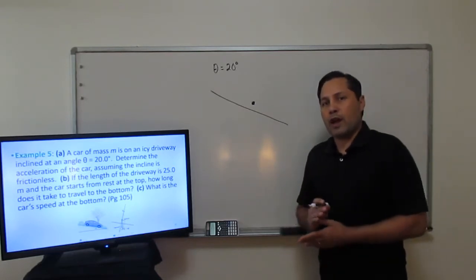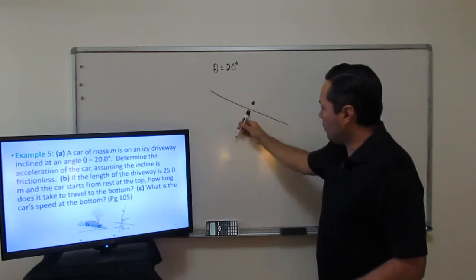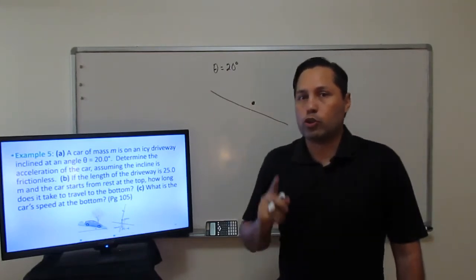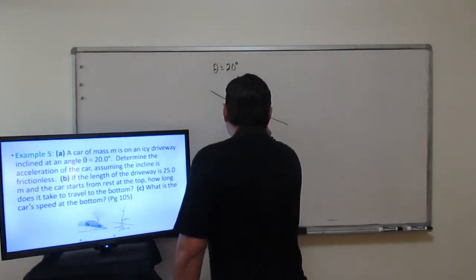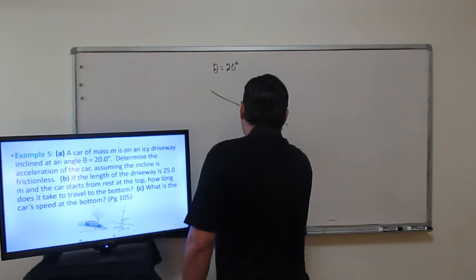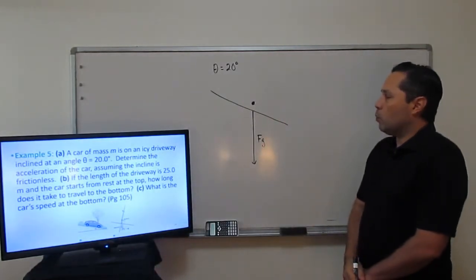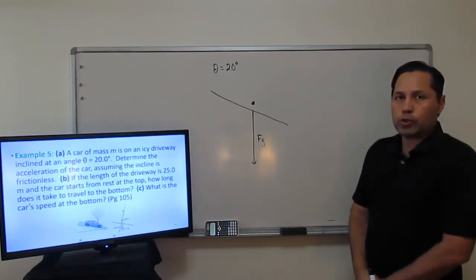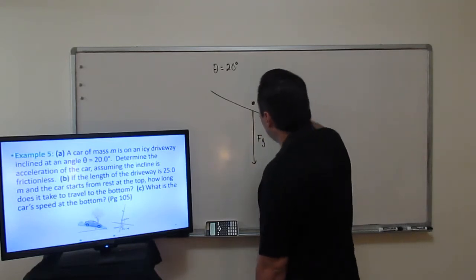Okay, forces acting on this. Let's start with force of gravity. So I'm going to draw an arrow going down, but in which direction? Straight down or perpendicular to the hill? The answer is gravity always goes straight down, always. So there's my FG, force of gravity. What other forces are acting on this one? Well, there's also force normal, and force normal is going to be perpendicular to the hill.